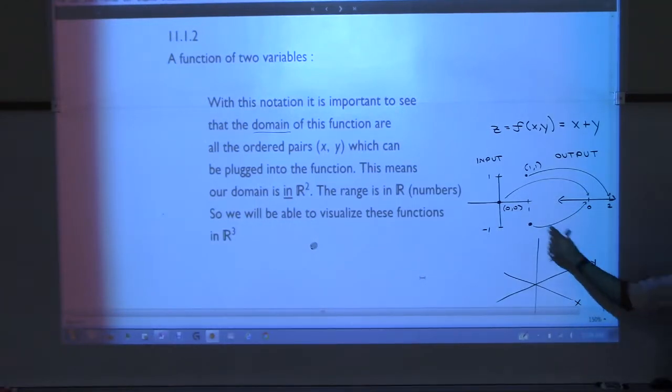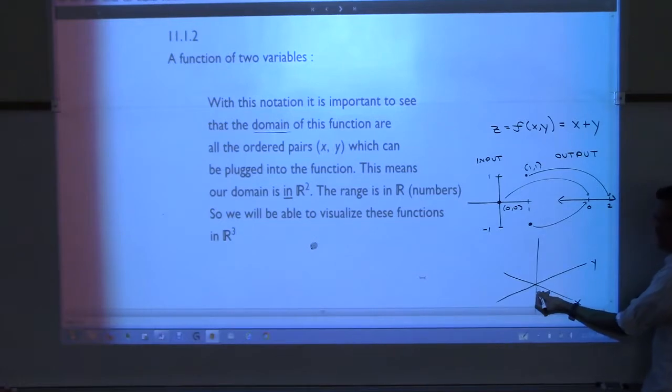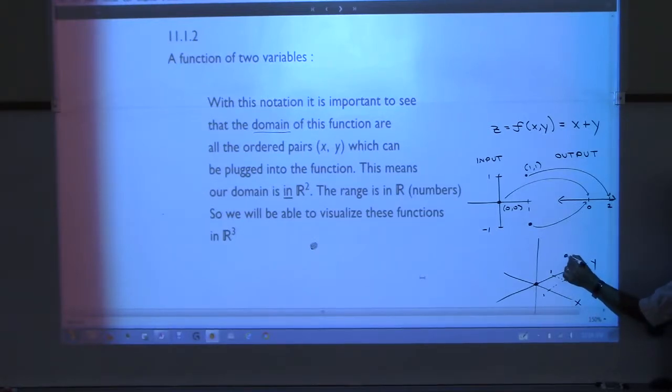So if I were to take this 0, 0, that would be right here, wouldn't it? And it's going to spit out how high? 0, so it's going to be right there at the origin. If I go out to, let's say, 1, 1, which would be kind of like this point right here, where's that going to go to? 2, so I go up 2 units, right? Like that. So you've got a height of 2 units. Understand?